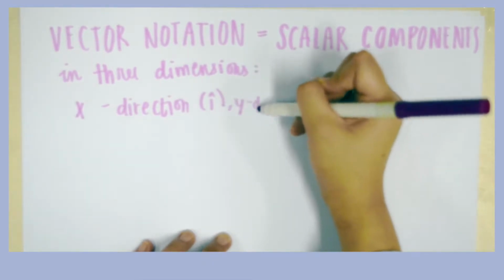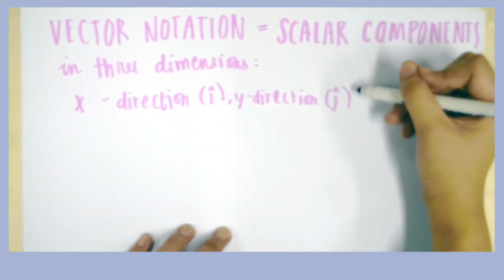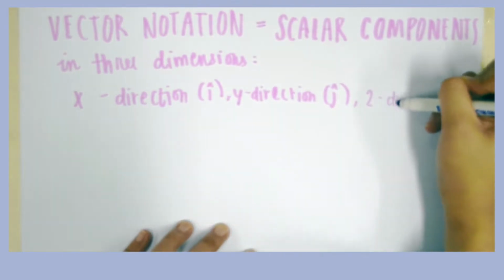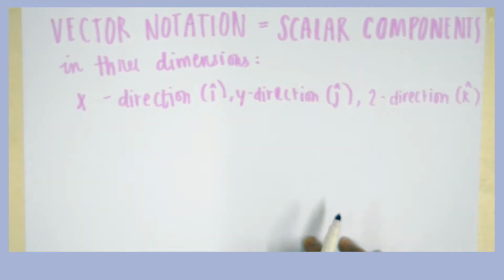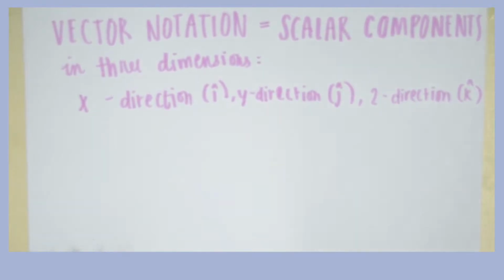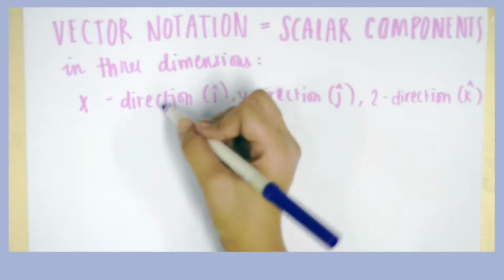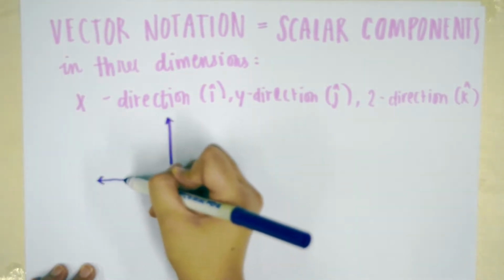It is also important to know about vector notations. Vector notation in terms of acceleration are scalar components of an acceleration. In 3 dimensions, these scalar components are the x direction represented as i hat, the y direction represented as j hat, and the z direction represented as k hat.